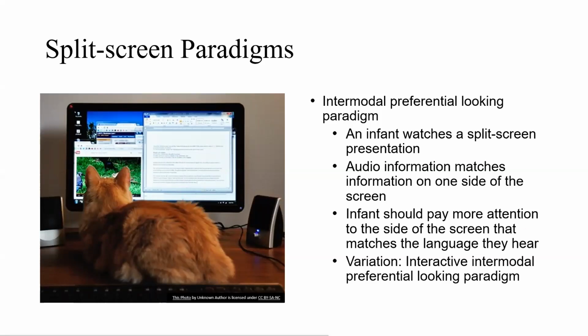There are lots of variations on this particular paradigm that are pretty interesting, and feel free to put it into YouTube and see all of the different cool things that researchers do with these kinds of studies. It really is pretty cool.